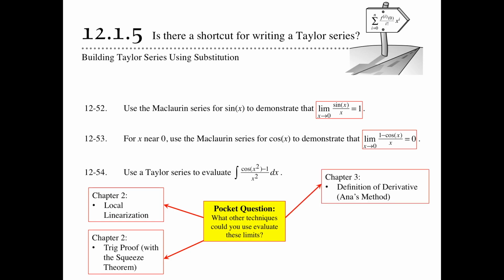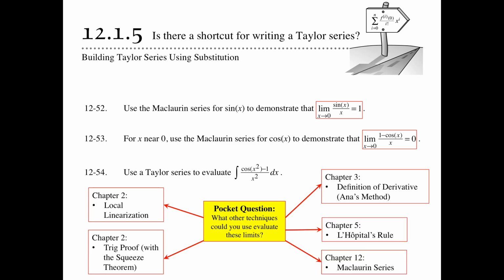And then in Chapter 3, they evaluated these limits by interpreting them as the definition of the derivative, the one where x goes to a. Later in Chapter 5, they evaluated these limits using L'Hopital's rule. And here in Chapter 12, they're using Maclaurin series to simplify and evaluate these limits. This is all in the spirit of mixed-spaced practice.